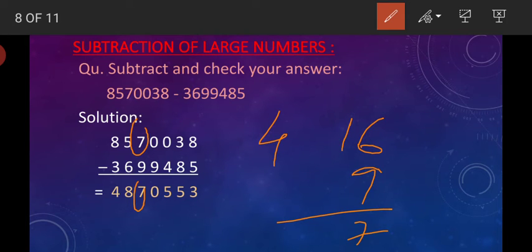Move to the previous digit. So we can't subtract 6 from 4, so we have to take borrow from its previous digit. So it becomes 14 and we have to subtract 6 from it. So 14 minus 6 is 8. And the previous digit becomes 7. 7 minus 3 is 4. Okay.